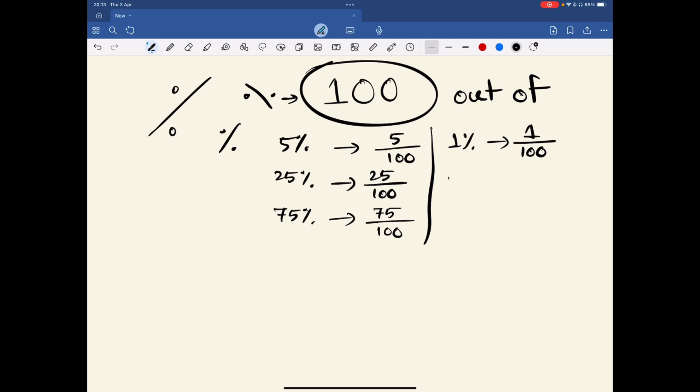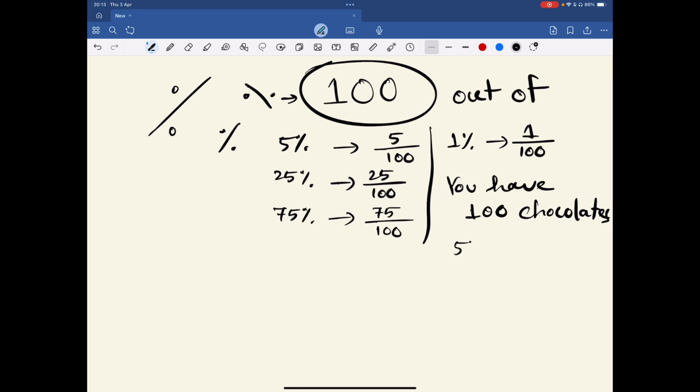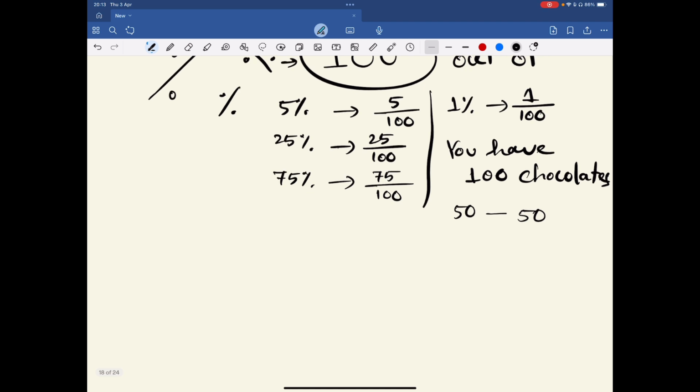Let's say you have 100 chocolates, a lot of chocolate. You have hundreds of chocolates. So you ate 50 out of them. How many did you eat? 50 out of them. So what remains? 50. So this is 50-50, right? Whenever you take a real life example, it's quite easy to get things right. So you have 100 chocolates and you ate 50. The remaining chocolates is 50.